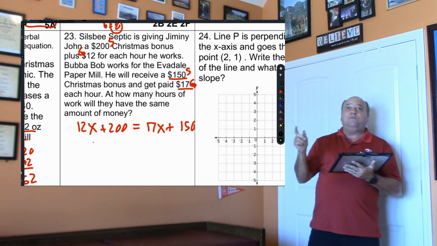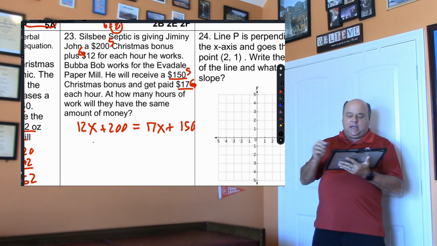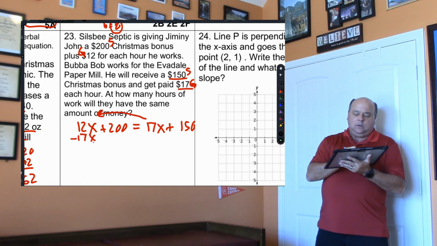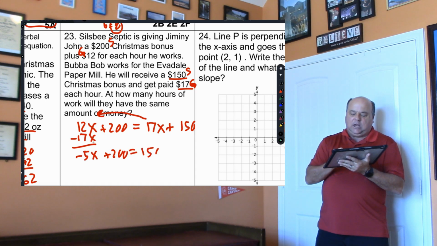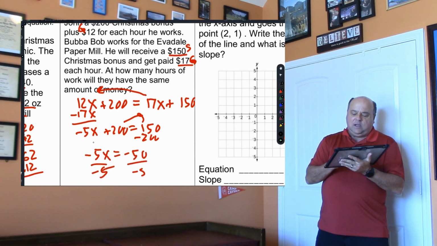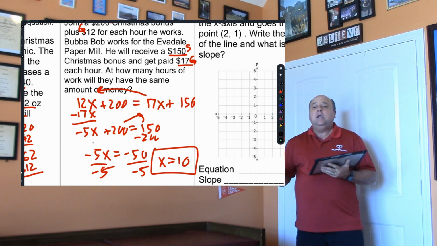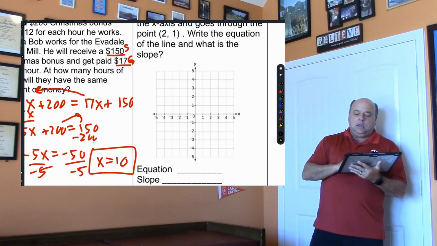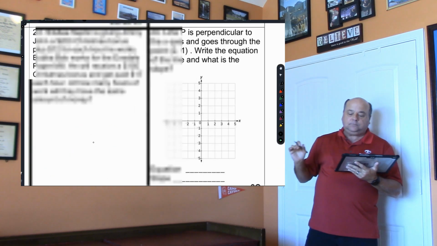So we could solve it for x with NSolve and just put comma x, or we could do it by hand. I'm going to move the 17 over. I'm going to get negative 5x plus 200 equals 150. Move the 200 over. So I have negative 5x equals negative 50. Divide by negative 5. And at 10 hours, they have the same amount of money. So if they work each 10 hours, they would have the same amount of money. Going on to the next one.